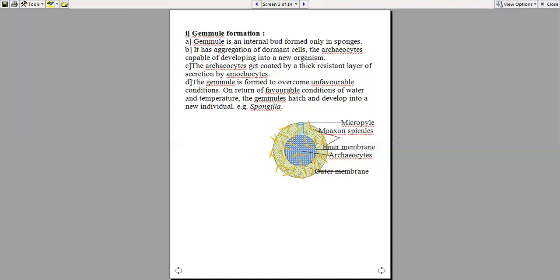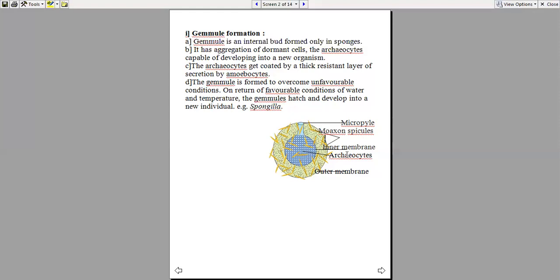Here you can see the structure of gemmule. The gemmules are formed inside the archaeocyte. Here you can see there's a micropyle. There are spicules which surround the body of sponges, monoaxon spicules.